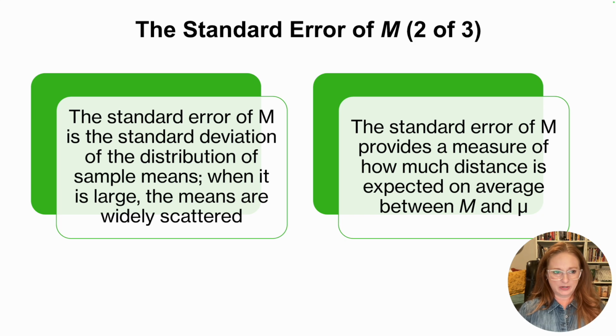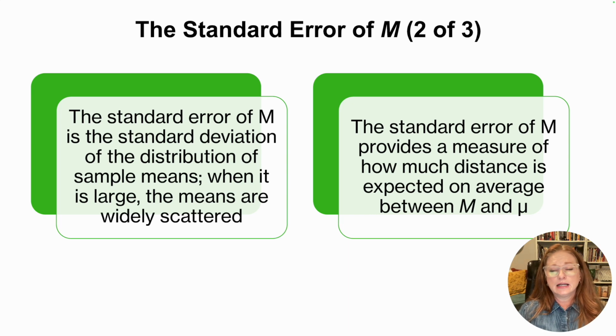Second point. The standard error of the mean is the standard deviation. How much does it deviate? How much does it go away from the standard distribution of all the sample means? When that standard error is very large, it means those groups of scores, those individual sample means, are all over the place. It means that you are studying something very wild. And the opposite, if that standard error of the mean is very small, it means that you are studying something very tightly clustered together.